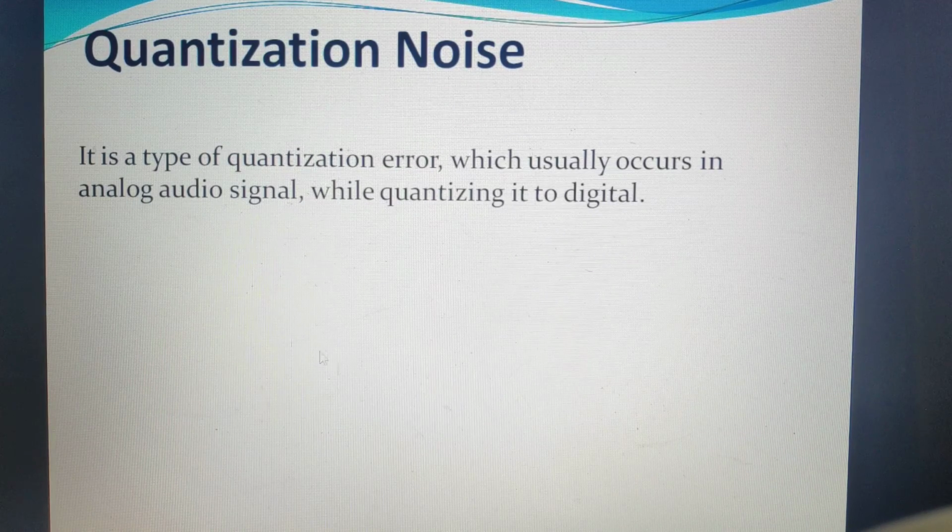Then the next slide is quantization noise. It is a type of quantization error which usually occurs in an analog audio signal while quantizing it to a digital signal.